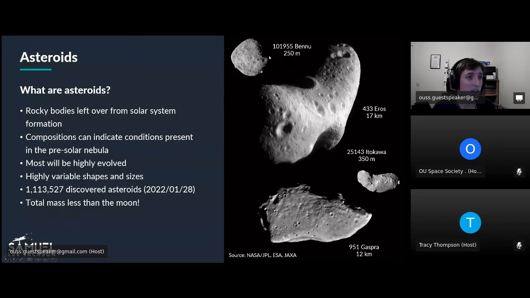We've got asteroid Bennu, which is 250 meters across. It's the target of the recent OSIRIS-REx mission by NASA. It's covered in these really large boulders. It has this sort of spinning top shape, which is actually more common than you might think within the asteroid population. You've got the bigger asteroids, Eros and Gaspra, over 10 kilometers across each, peppered with impact craters from billions of years of impacts. And you can see some of those craters are almost bigger than, or probably bigger than, Bennu itself.